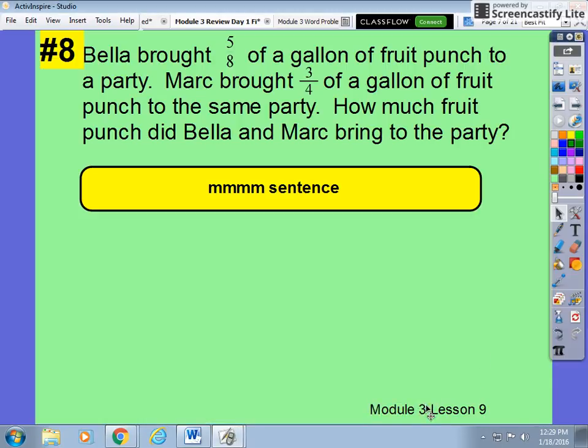So we are working on problem number 8. Bella brought 5/8 of a gallon of fruit punch to a party. Mark brought 3/4 of a gallon of fruit punch to the same party. How much fruit punch did Bella and Mark bring to the party?